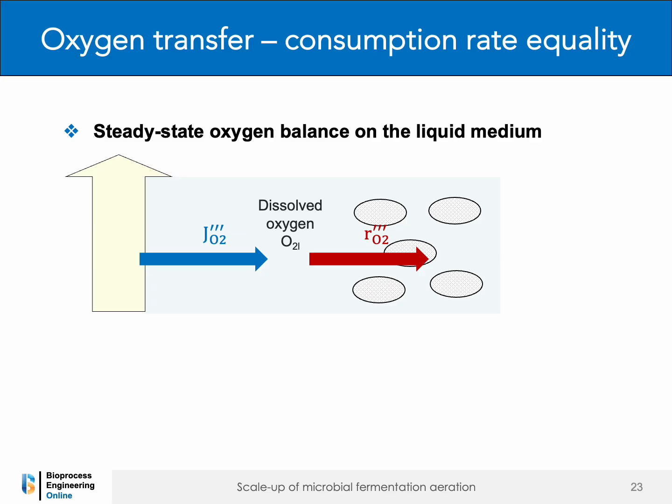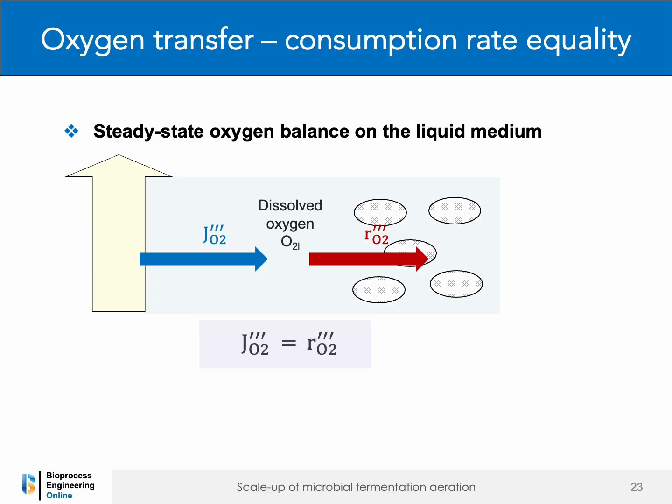What are the consequences of a reduced volumetric oxygen transfer coefficient on the time course of the dissolved oxygen concentration during a fermentation? The dissolved oxygen concentration in the liquid phase, O2L, results from the instantaneous oxygen balance on the liquid phase in the fermenter. At any given time, this balance expresses the equality between the oxygen transfer rate from the gas phase to the liquid and the oxygen consumption rate by the microbial cells.